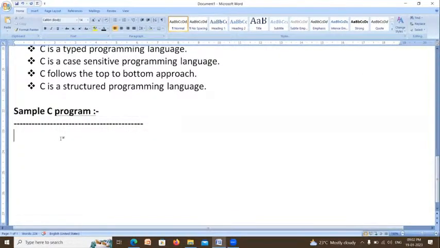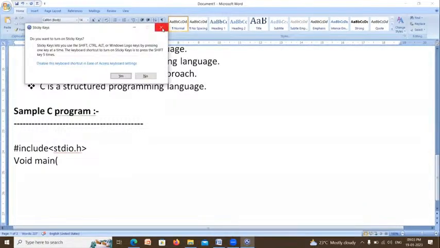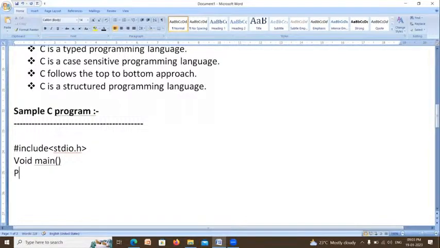Okay, good. Now, how to write a sample C program? Whenever you are going to write a program, in the first line you have to write hash include stdio.h. After that, we have to write void main. After that, we need to start the curly brackets and close the curly brackets. In between these two curly brackets, you have to write the solution for the program. That solution is called processing statements. Right, it is the sample C program.